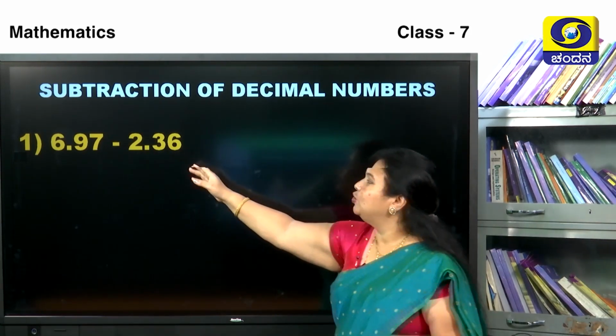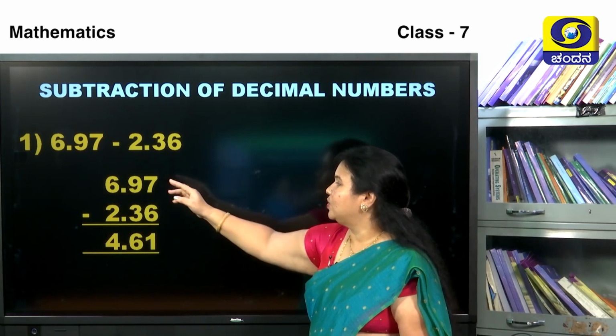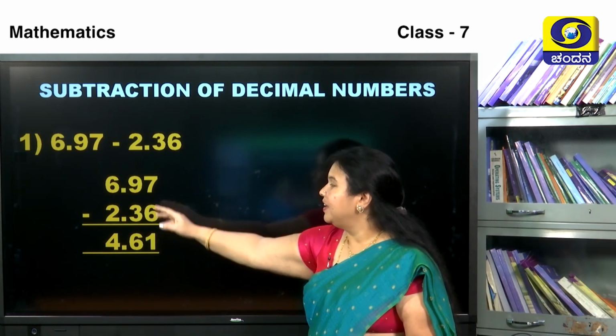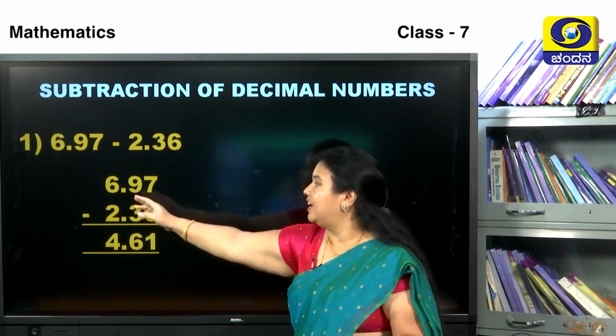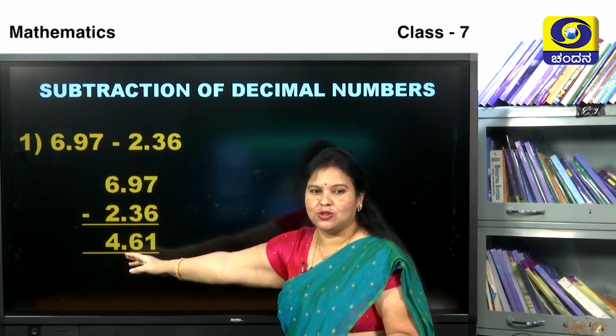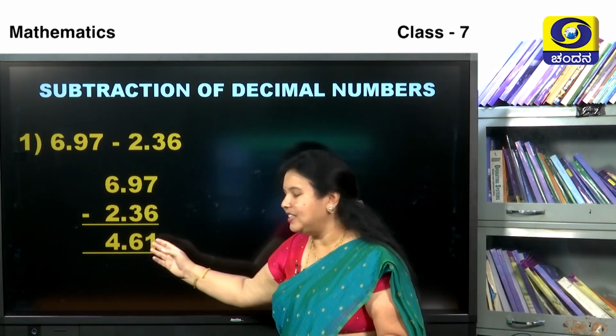Now, we will understand how to subtract decimal numbers with one example. 6.97 minus 2.36. So, 7 minus 6 is 1, 9 minus 3 is 6 and 6 minus 2 is 4. So, finally, we got 4.61.